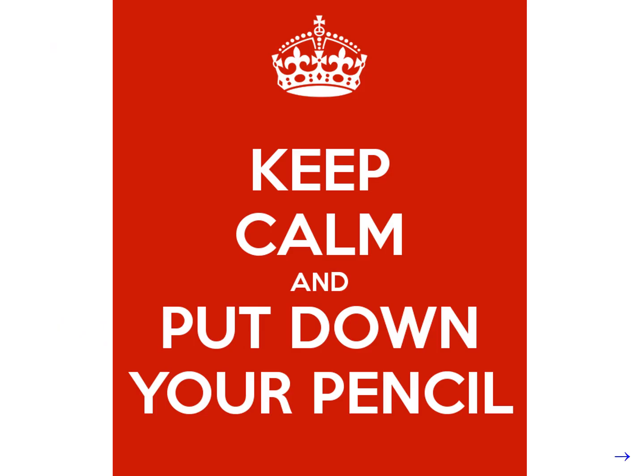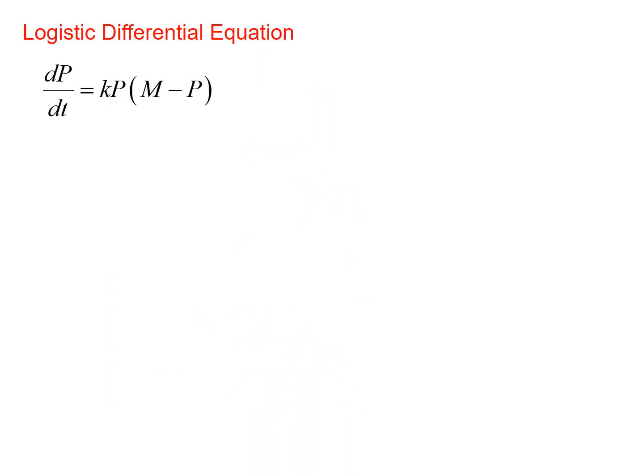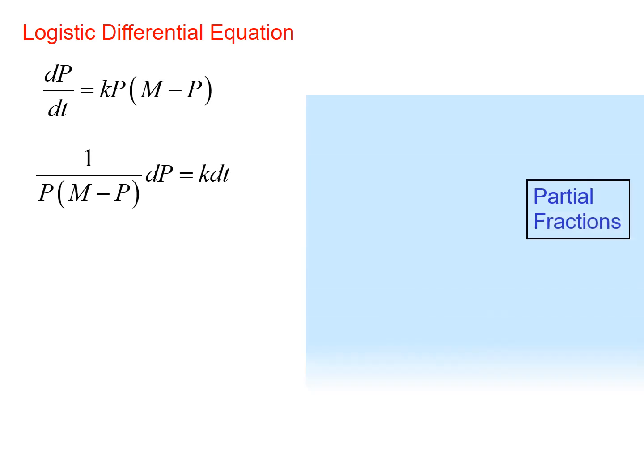All right, so take a moment here to just follow along. You do not need to write this down. You will never have to recreate this, but we want to see where our logistic growth model comes from. So starting with our logistic differential equation, we're going to use separation of variables, divide by P times (M minus P), multiply by dt, and we're going to use the method of partial fractions.